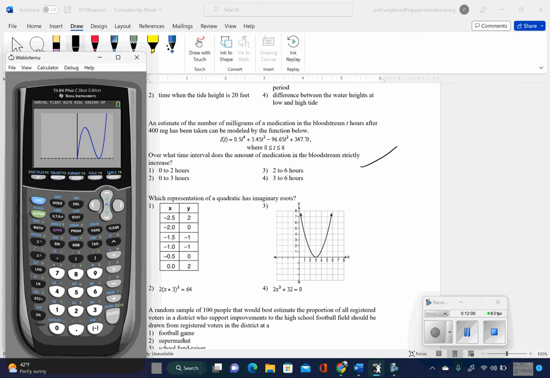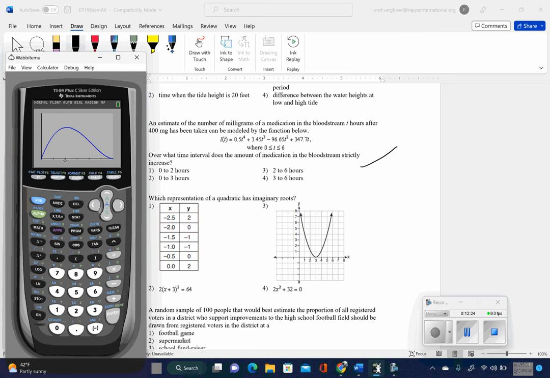So I'm looking only for 0 to 6, right? Because that's what it tells me, from 0 to 6 hours. So I could hit my window right here just to make it a little bit better, and I can change this from 0 to 6. And I'm looking to see where the graph increases. So boom, from 0 to somewhere, looks like about 2. Yep, because over here at 3 it starts to decrease again.